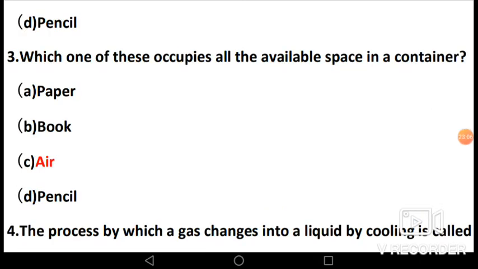Which one of these occupies all the available space in a container? The answer is air, because unlike liquids, gases like air can also occupy all the available space in a container.